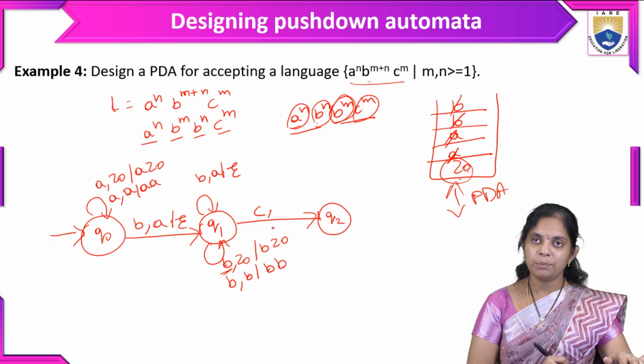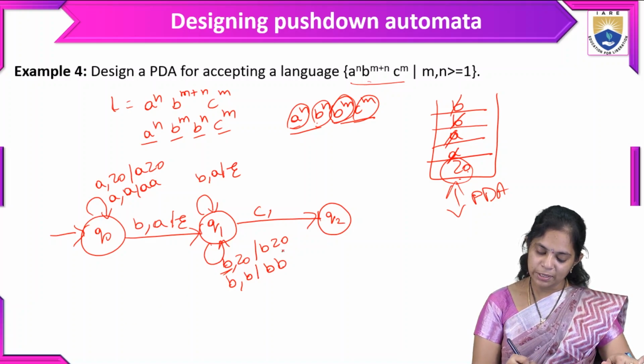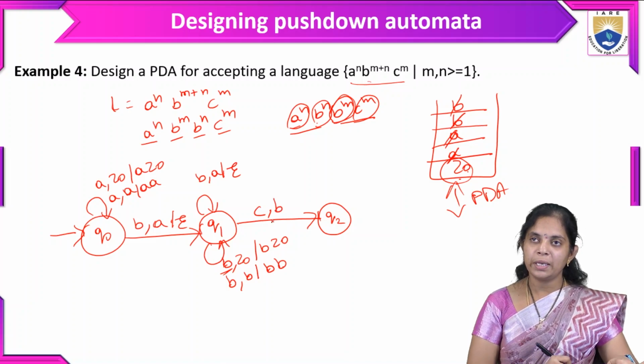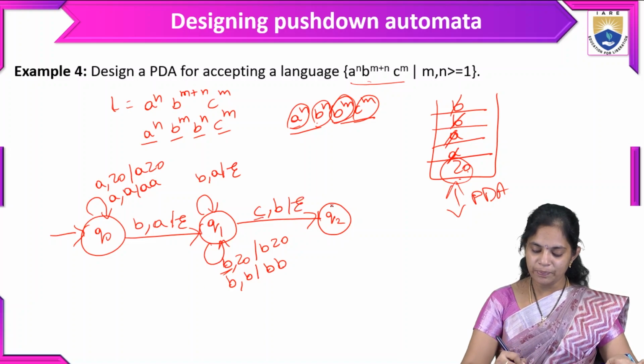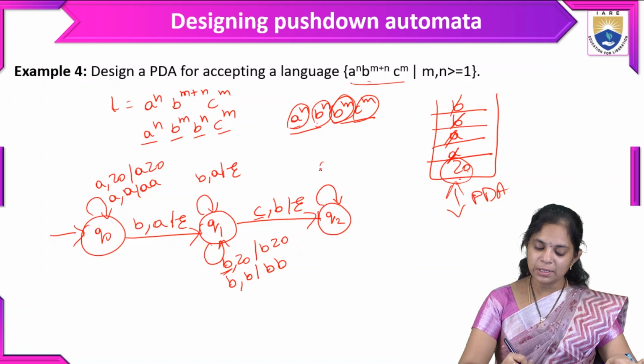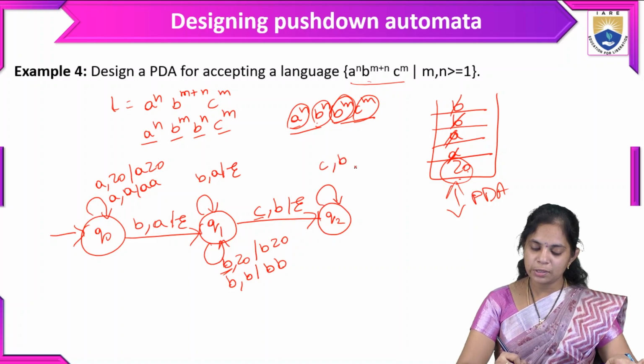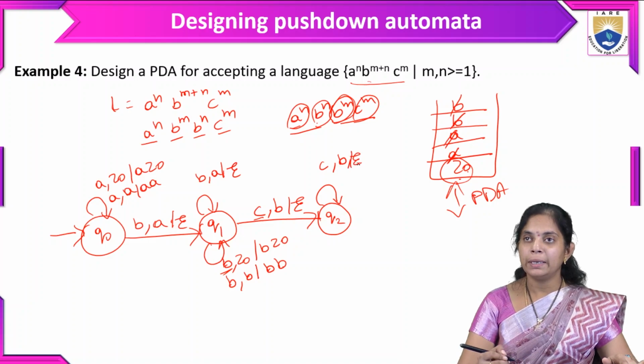And next C input is there, and top of the stack symbol is now B. So B is there, and what we have to do, we need to do the pop operation. This is for single C, and if we have multiple C's, this is going to be in the self state for all inputs.